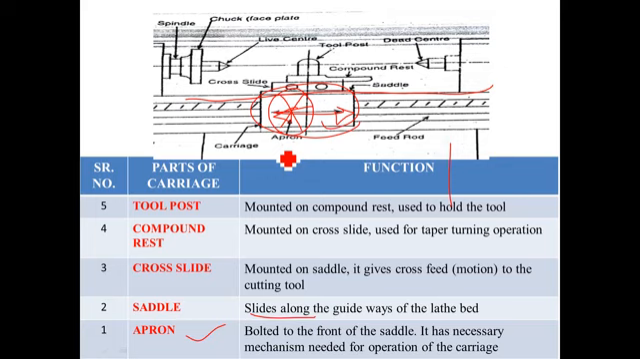The compound rest, this one, is third. It is mounted on the cross slide and used for the taper turning operation. You should remember that we use the compound rest to give a tilt, which is required for the taper turning operation. And the last one, the uppermost part of the carriage, is the tool post, where the cutting tool is placed to hold the cutting tool for different operations. This is the basic thing.